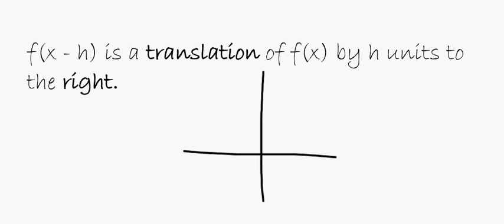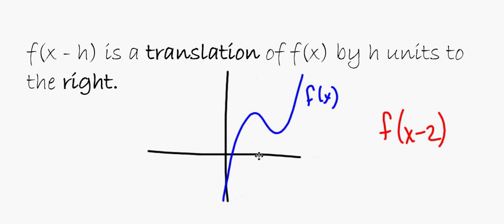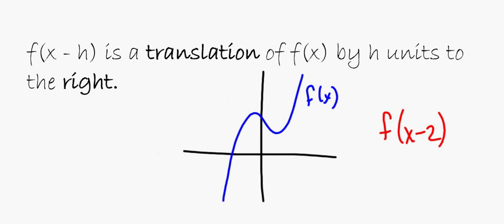I've got some function f of x, and I want to move it. So this is f of x, and I want f of x minus 2. This minus, shouldn't that mean to the left? And the answer is yes, it means 2 to the left. But what gets moved 2 to the left are the axes themselves. And when the axes get moved 2 to the left, it appears that the function has moved 2 to the right.